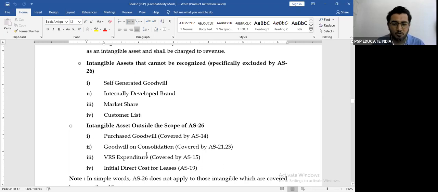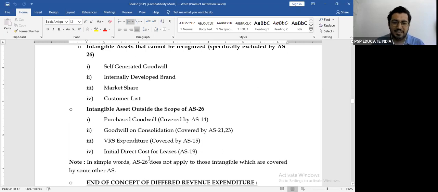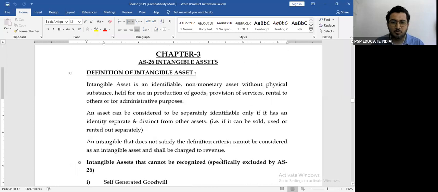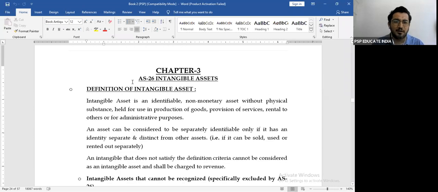Which means, look at the note that I've given. In simple words, AS-26 does not apply to those intangibles which are covered by some other accounting standard. So if some other accounting standard is already covering your intangible assets, then AS-26 will not cover that. AS-26 will not interfere in that case. Why? Because some other accounting standard is already covering that portion of the intangible asset. Are you getting it? Let's quickly revise this much first, then we go to the next part.